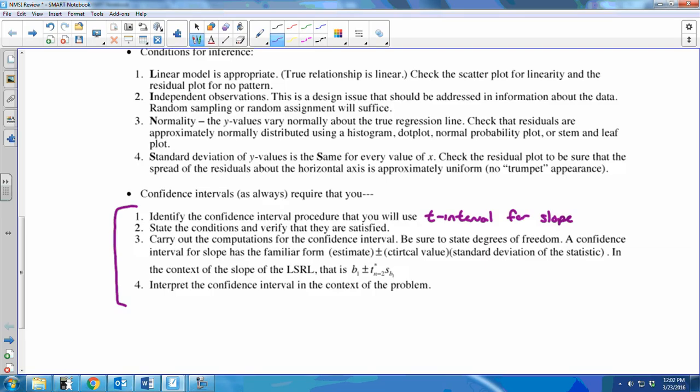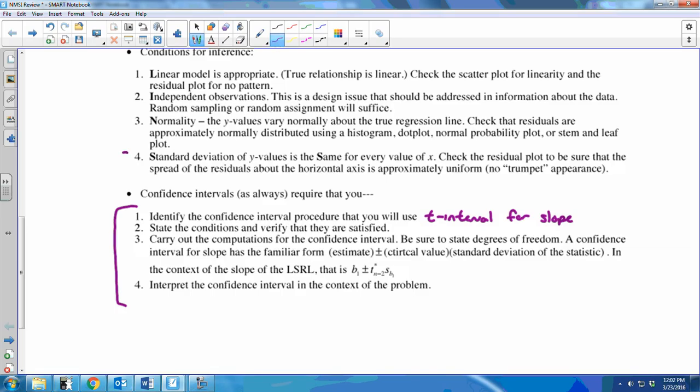Your conditions are going to be a little bit different here. I'm actually going to use the back of that worksheet to show you what it's asking you about. Your conditions for inference for slope are way different from the ones we've done before, because we're now in this whole different realm. We're talking about scatter plots and lines, which is not anything to do with the samples we had before.